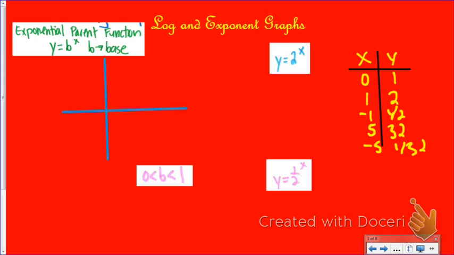I'm going to go through the point 0, 1, 1, 2. And then this graph is going to get really, really small, and then it's going to get really, really big.